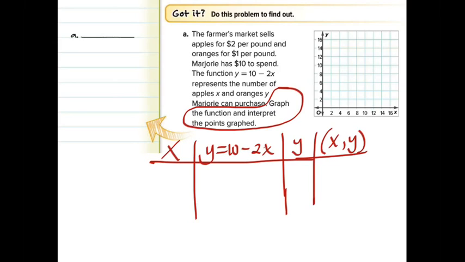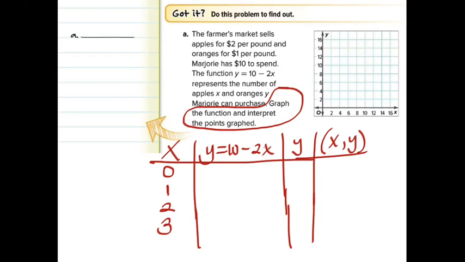Last problem, we could not because you can't have half a book cover. In this case, though, you can have half a pound. That is acceptable. However, I don't want to deal with that. So I'm going to pick 0, 1, 2, 3. Go nice and small. So x is my pounds of apples.